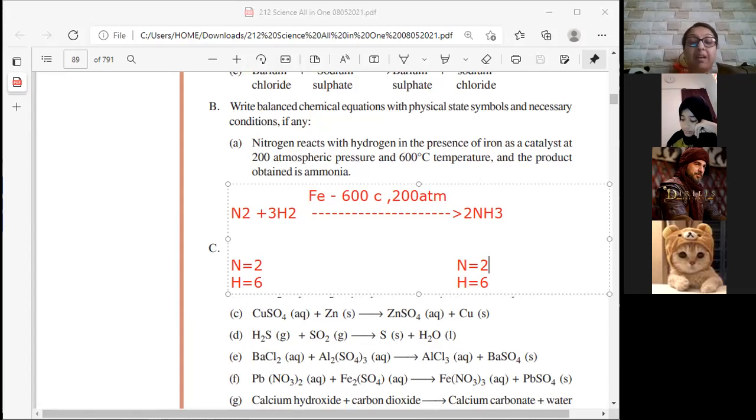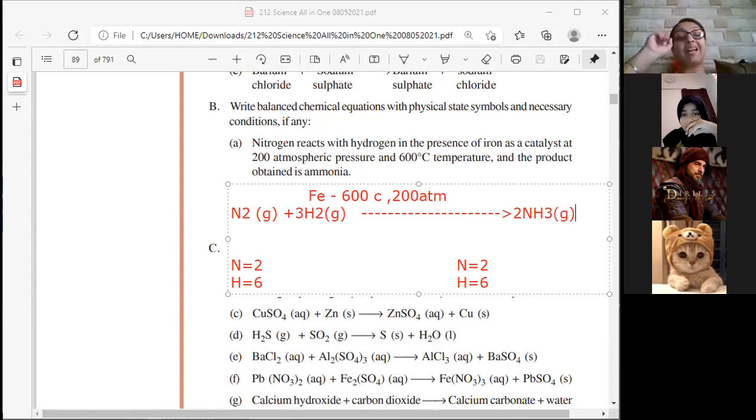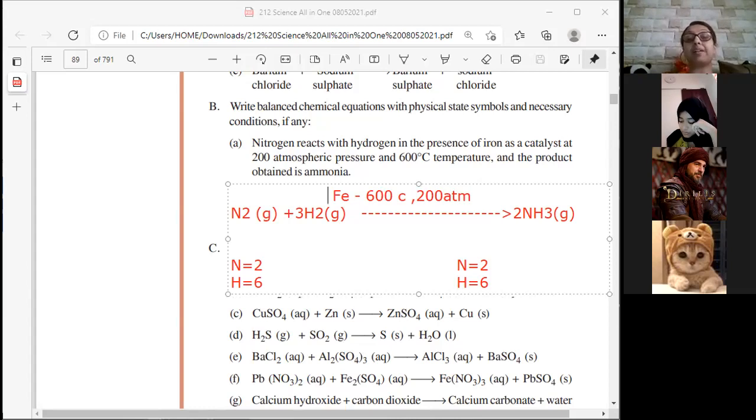Now you have to remember they have also told you to write the physical state symbol. Have we written the physical state yet? No. We need to write. What is nitrogen? Gas. What is hydrogen? Gas. What is ammonia? Gas. So now I have written the balanced chemical equation with the physical state symbol, plus I have also written the necessary conditions that were required, and I have also balanced it.